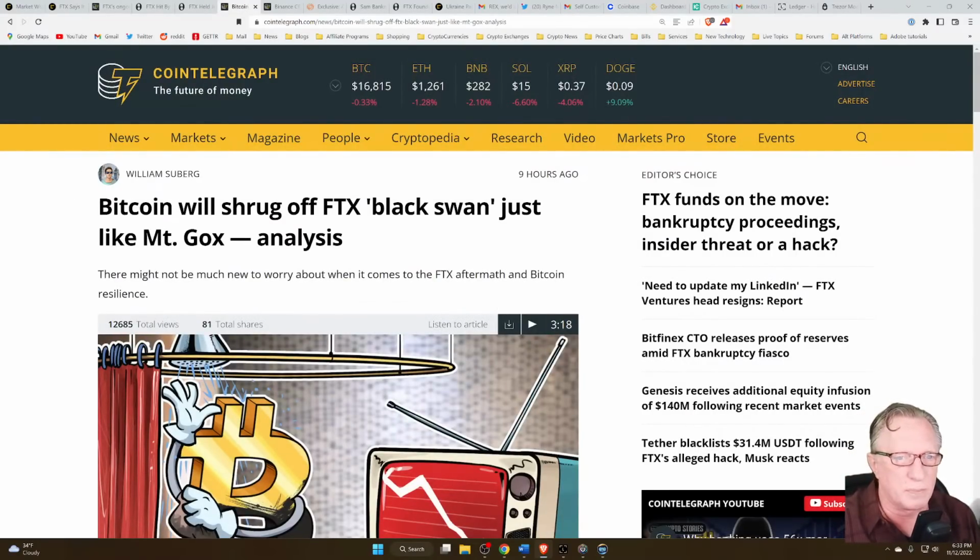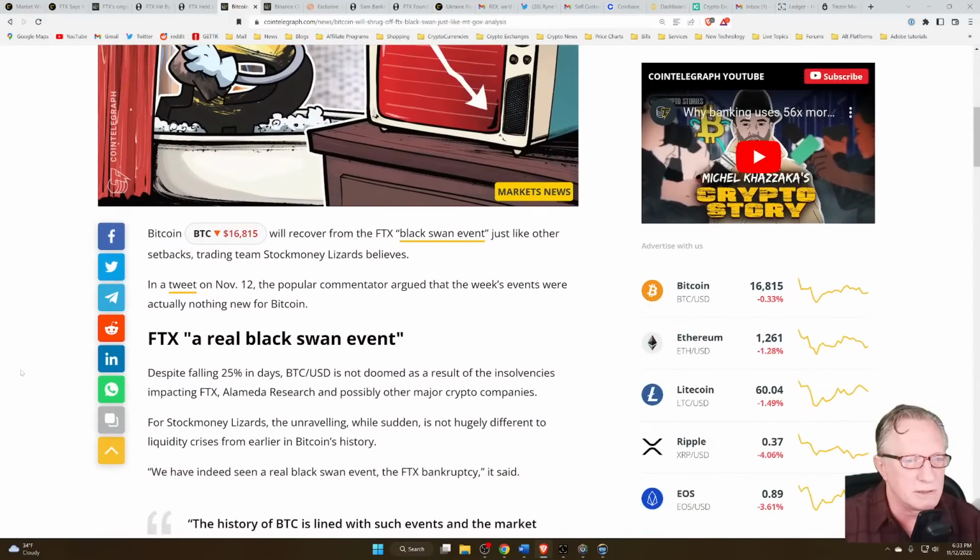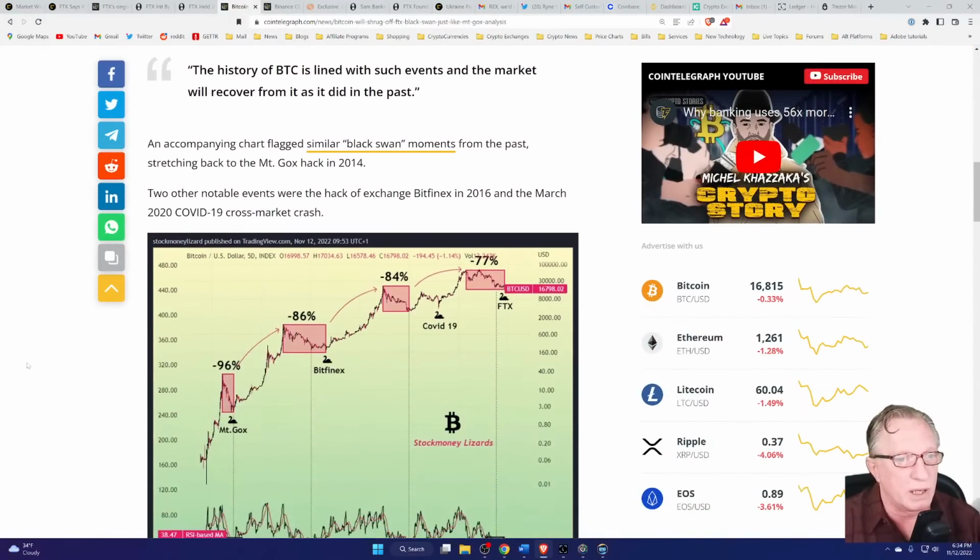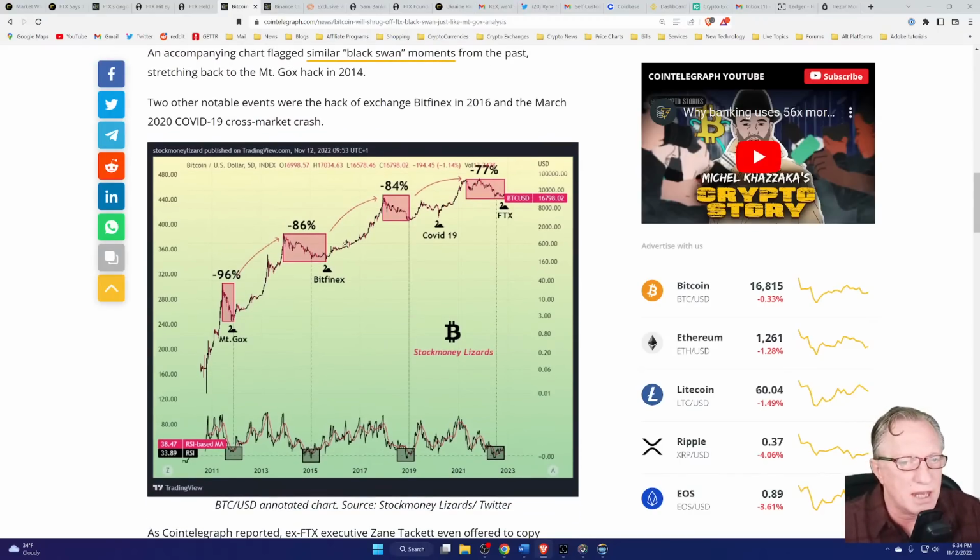Bitcoin will shrug off FTX Black Swan just like Mt. Gox, right? We had the Mt. Gox debacle back in 2013. And this particular author feels that it is a Black Swan event, but that Bitcoin will recover. Here's a chart of the major Bitcoin or crypto Black Swan events. We had the Mt. Gox, we had the Bitfinex hack, we had the COVID-19 downturn in 2020. And here we're at the FTX downturn now. And Bitcoin can and will recover, right? We'll see that Bitcoin has weathered all of these storms. So just a little bit of good news there, right?